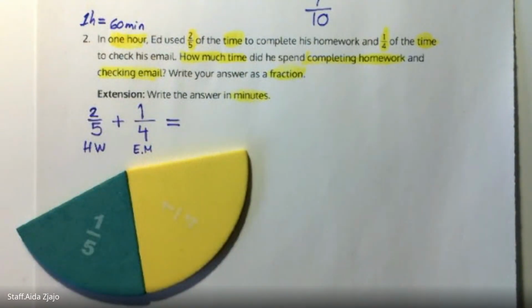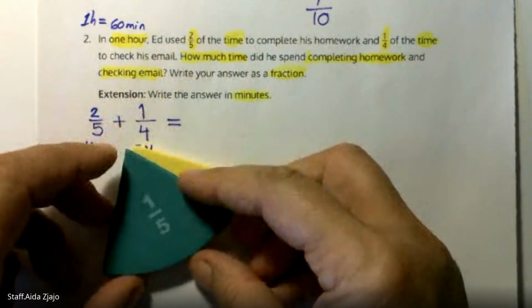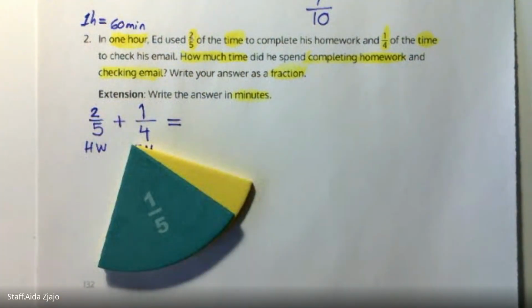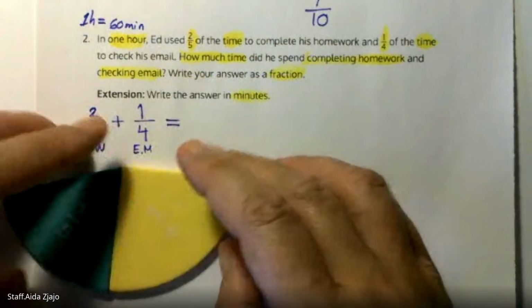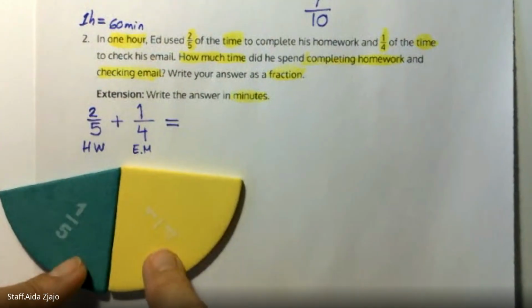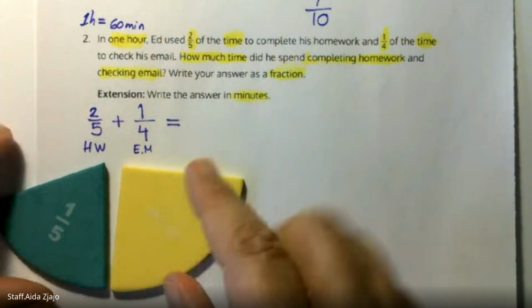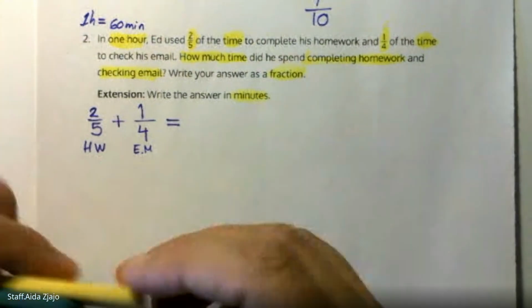But the thing is, they're not equivalent. 1/5 is smaller than 1/4 of an hour. So you can't just say I have 2/5 or 2/4. You have to find what you can cut both into smaller pieces, then you can put them together.